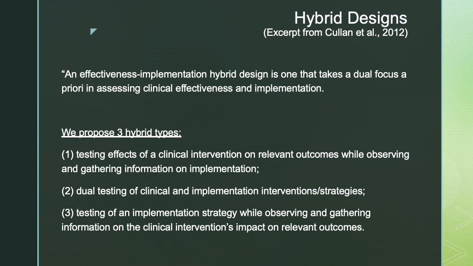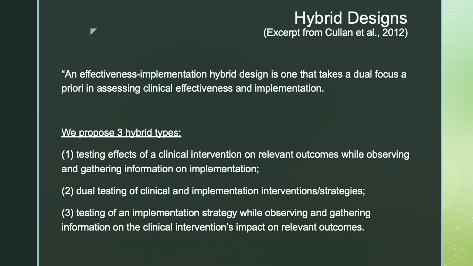The second hybrid model is when you are dually testing specific strategies for clinical intervention and strategies for implementation. So this hybrid model is kind of taking a slice of the intervention and really looking at it much more deeply than simply trying to broaden your lens to include outcomes and implementation. Here you have very specific hypotheses about certain strategies that you want to examine.